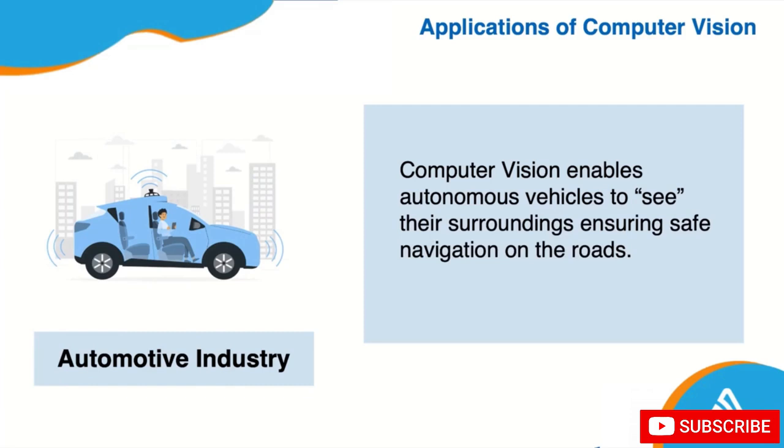Automotive industry. Computer vision enables autonomous vehicles to see their surroundings, ensuring safe navigation on the roads. For example, self-driving cars. The concept of self-driving cars is that the car will drive on its own, but I don't believe a car can drive on its own if it cannot make sense of its environment or see its environment. So with the cars being able to see its surroundings, it will be able to see another car and know that it is another car.